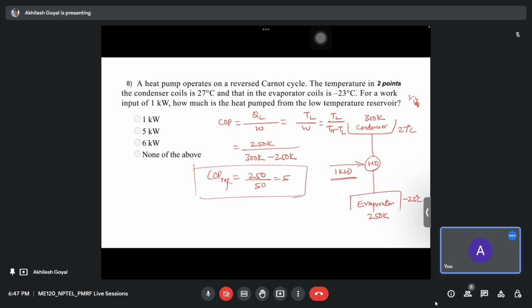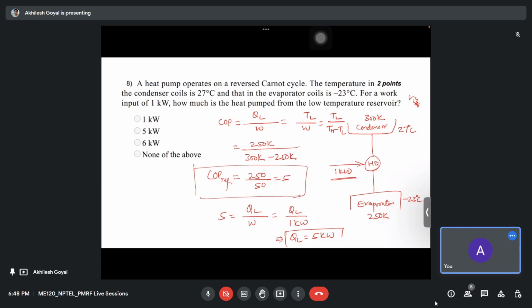Okay, so what it means is 5 is equal to QL by W, and W is given as 1 kilowatt. So QL is 5 kilowatt. Now we need to understand that a heat pump is working between 250 Kelvin to 300 Kelvin, works as a reverse Carnot cycle. 1 kilowatt work is given. Okay, and 5 is the COP of refrigeration.